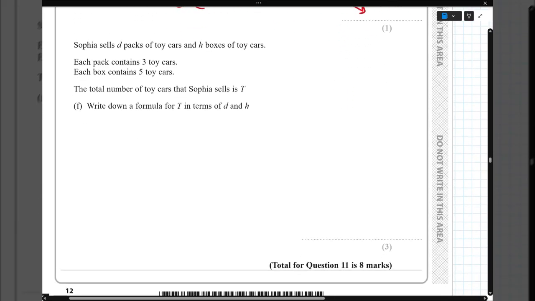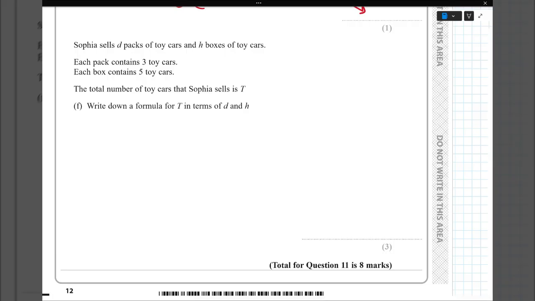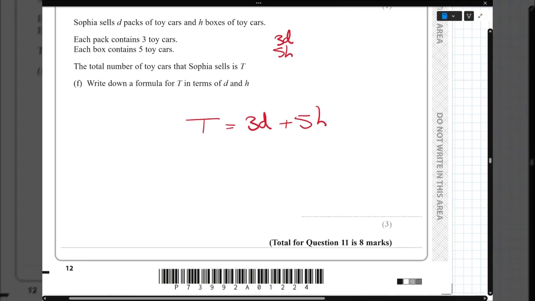Okay, Sophia sells D packs of toy cars and H boxes. Each pack contains 3 toy cars, so a pack is 3D for that. And then a box contains 5, so that's 5H. The total number of toy cars that Sophia sells is T. Write down a formula. So T will equal 3D, because every pack is worth 3, plus 5H, because every box is worth 5. Job's a good one.